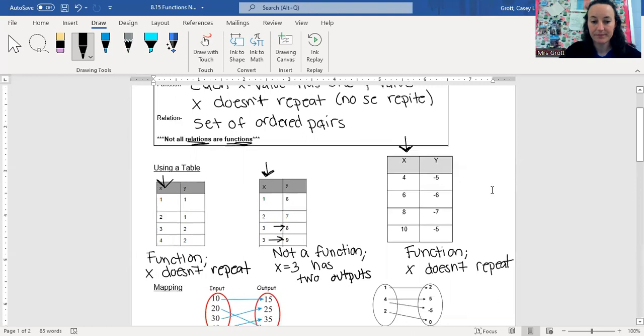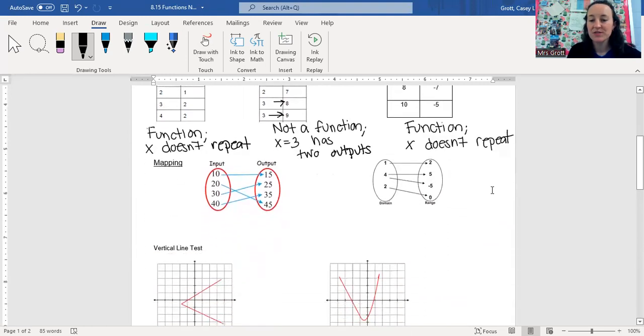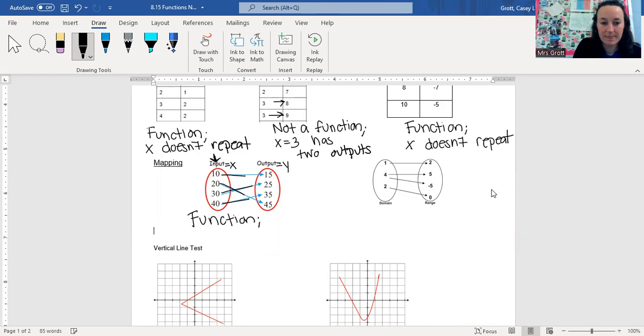Okay. We talked briefly about these weird mapping things with arrows and circles. Again, what we're looking at is just the input. Input is the same as x. Output is the same as y. So do my x values repeat? Okay, 10 has only one arrow, 20 has one arrow, 30 has one arrow, 40 has one arrow. This is a function. Okay, x doesn't repeat, each x has one output.